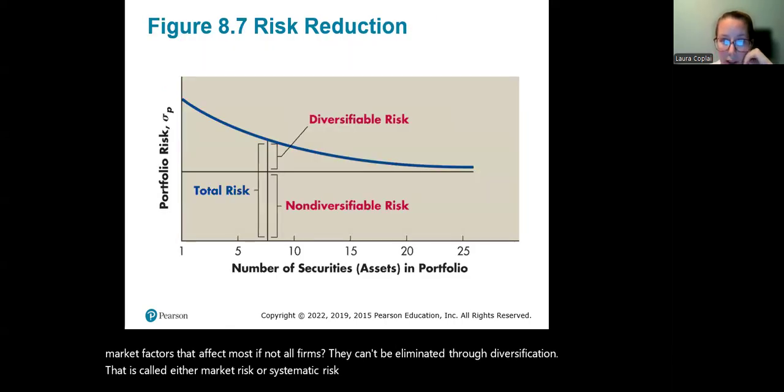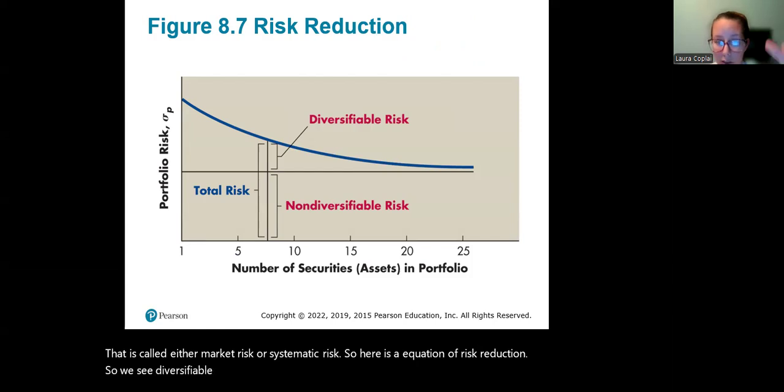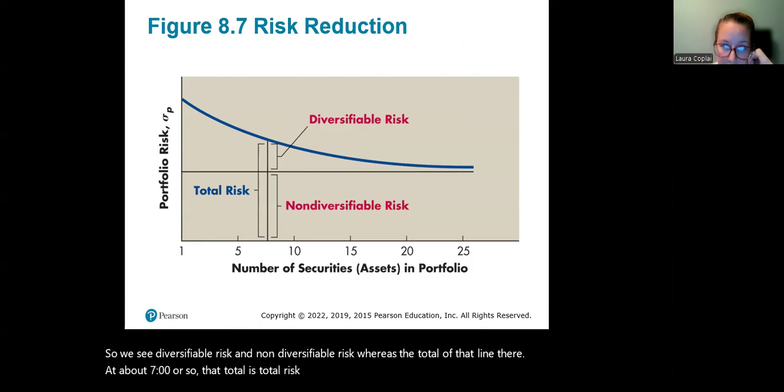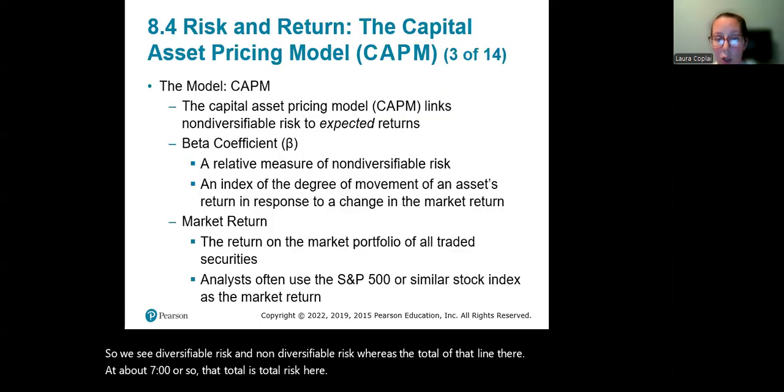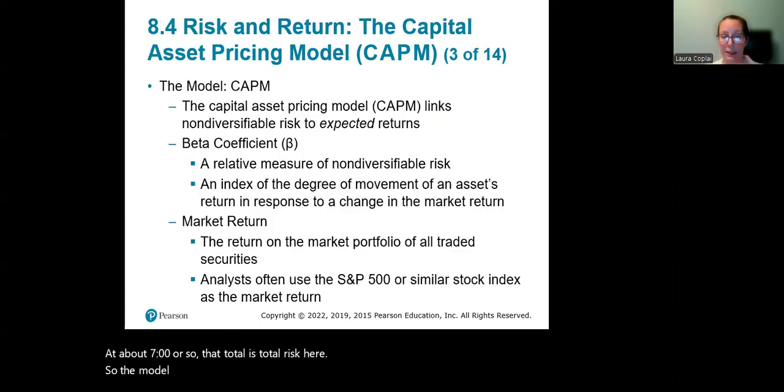So here is an illustration of risk reduction. So we see diversifiable risk and non-diversifiable risk, whereas the total of that line there at about 7 or so, that total is total risk here. So the CAPM model links non-diversifiable risk to expected returns.